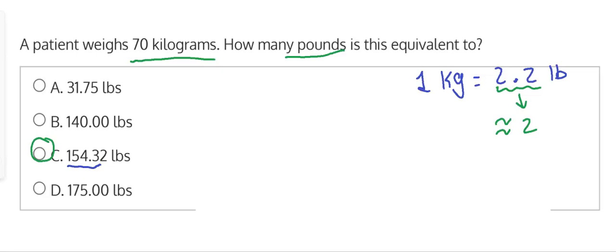And just to reiterate, to get from 70 kilograms to pounds, the correct answer would be 154.3 pounds, multiplying the kilograms by 2.2.